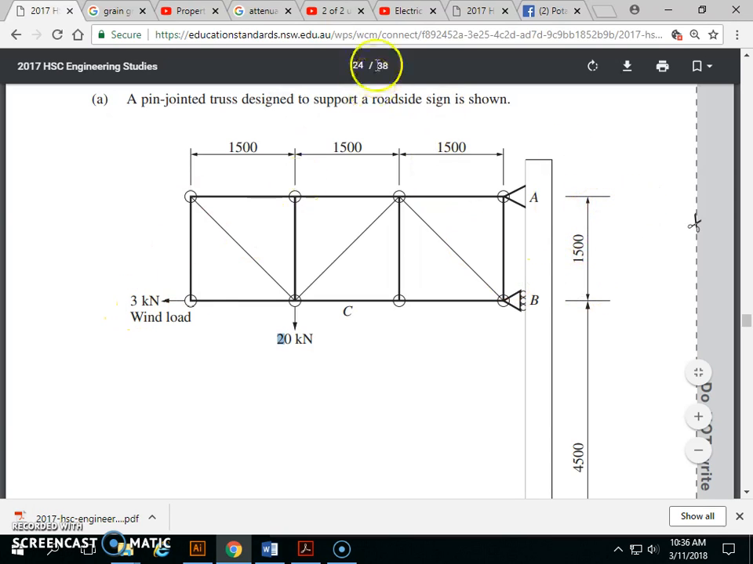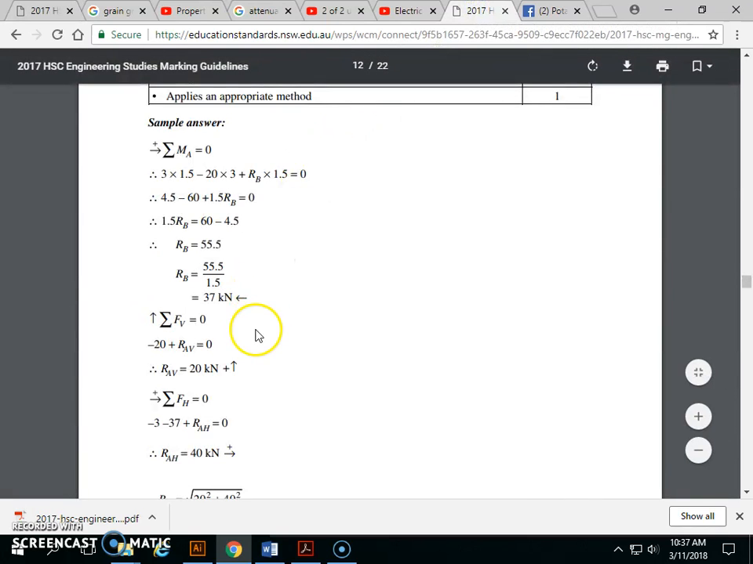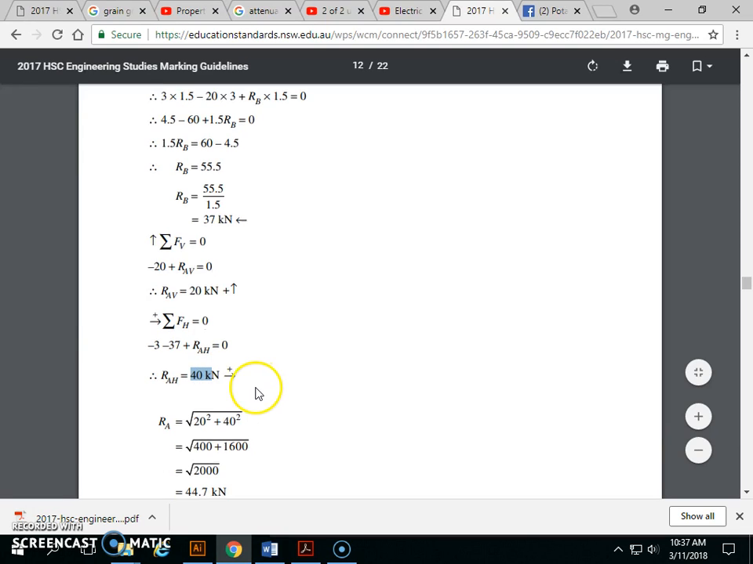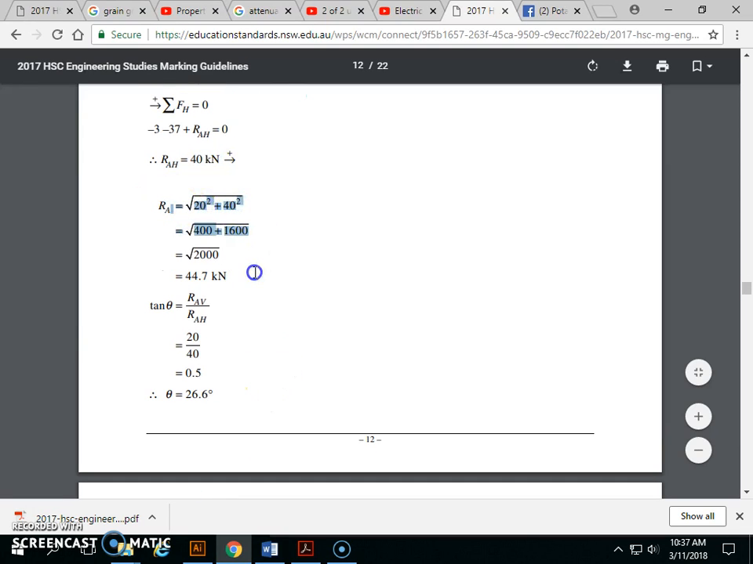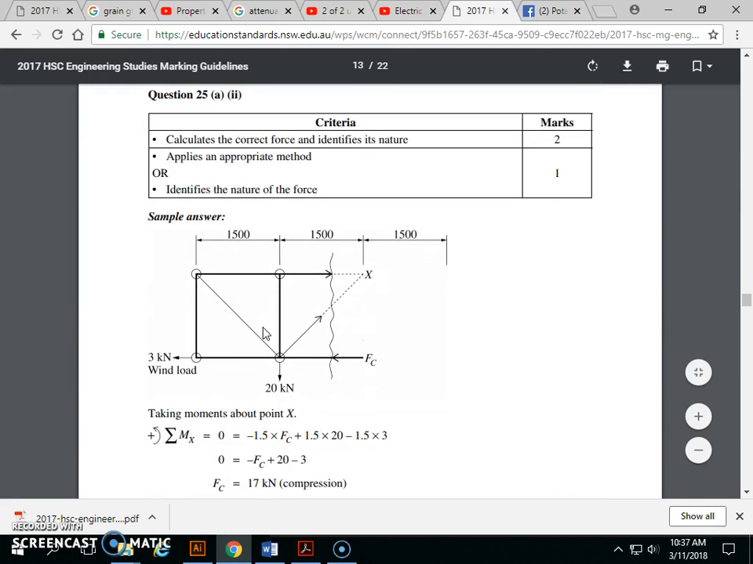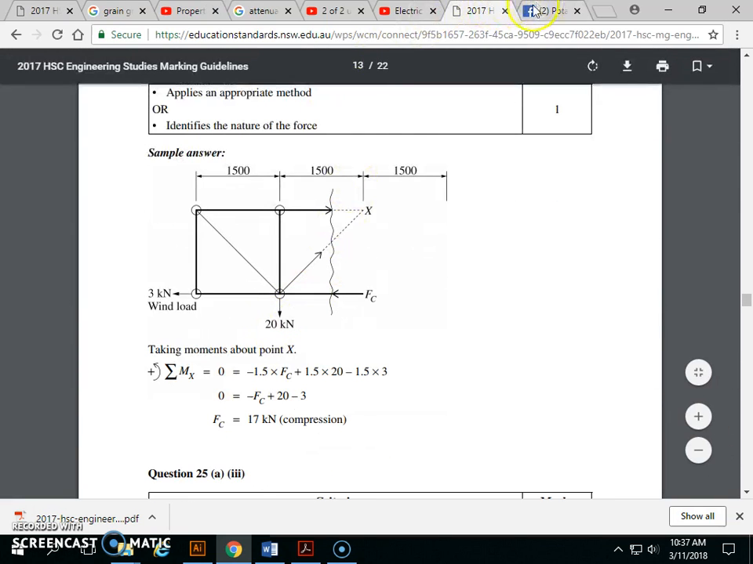We had 37 to the left and 3 to the left means we need 40 to the right. All right. We use our Pythagoras' theorem, which means that the value is 44.7. The angle using the tan rule is going to be theta equals 26.6. Okay, so that's how we do that truss. That's how we do the reactions for that truss.